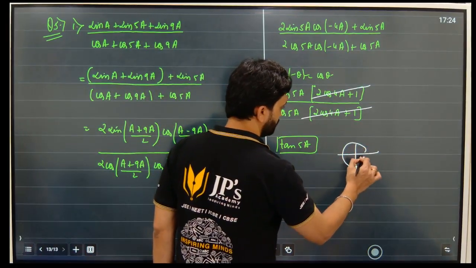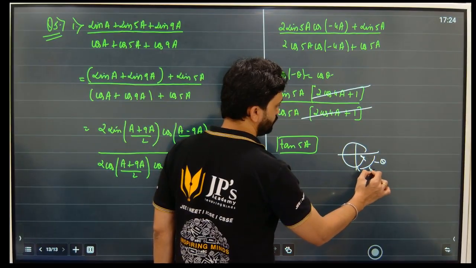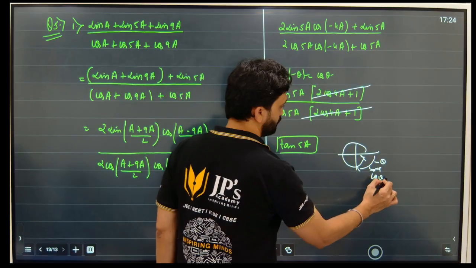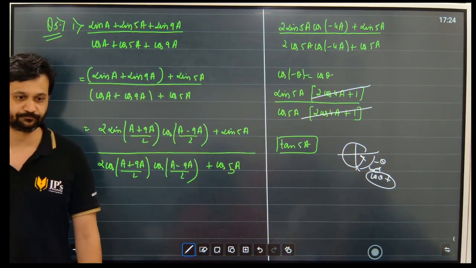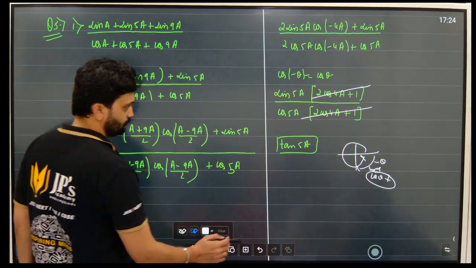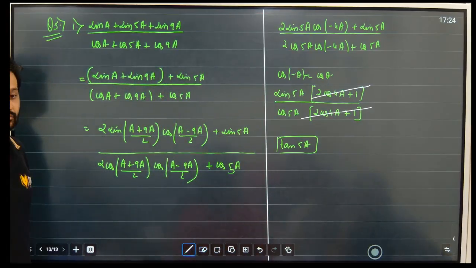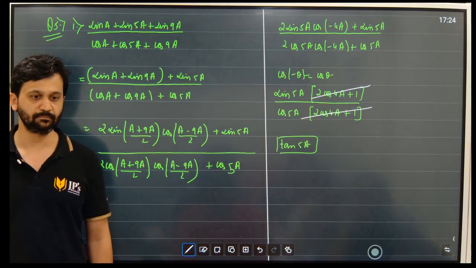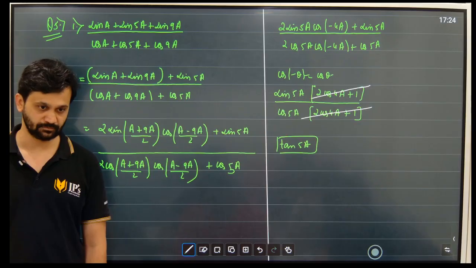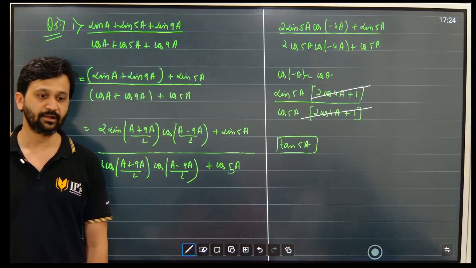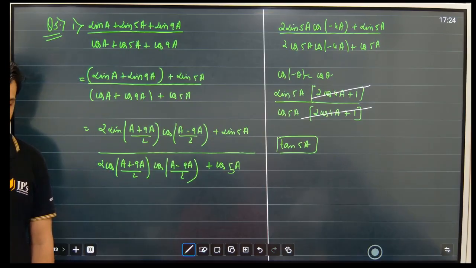If I go here, this is minus theta. This is the fourth quadrant. In the fourth quadrant, cos is positive. Hence, cos of minus theta is cos theta. But what if theta is not an acute angle? The first rule of trigonometry was theta is acute. If it is not acute, you make it acute. That is why we did 90 minus theta, 90 plus theta, pi plus theta, pi minus theta.